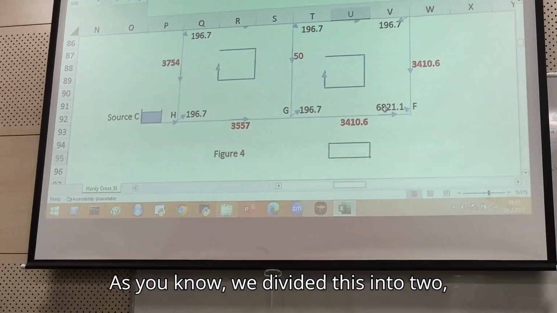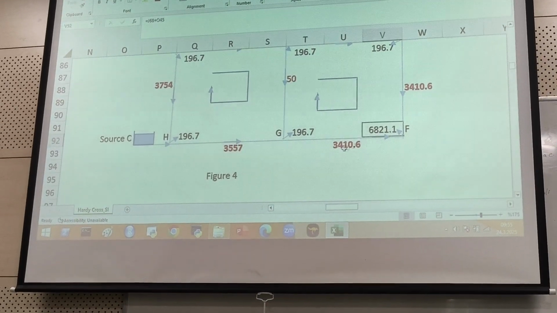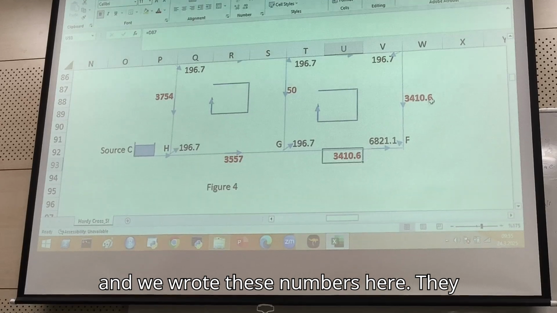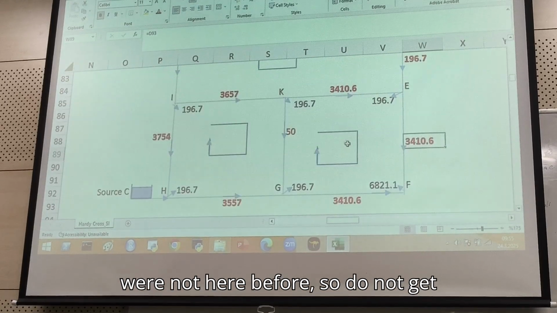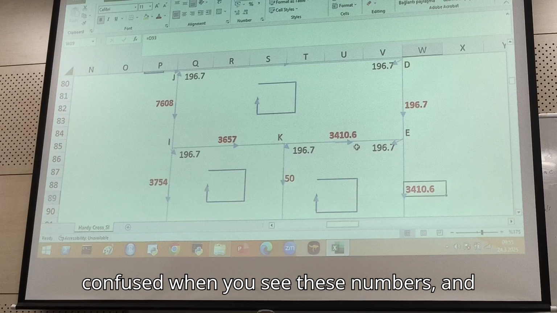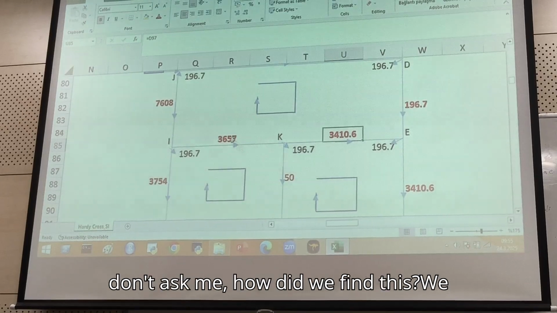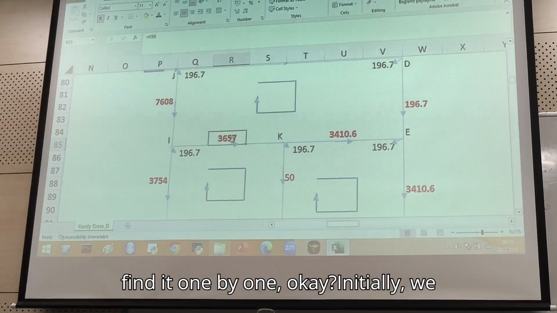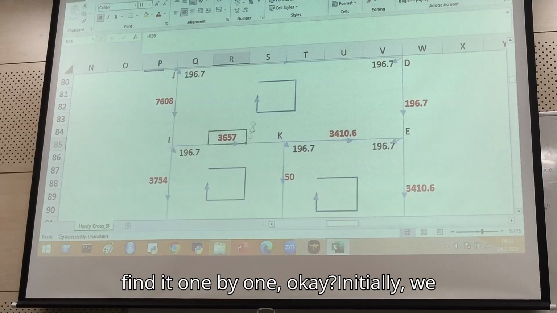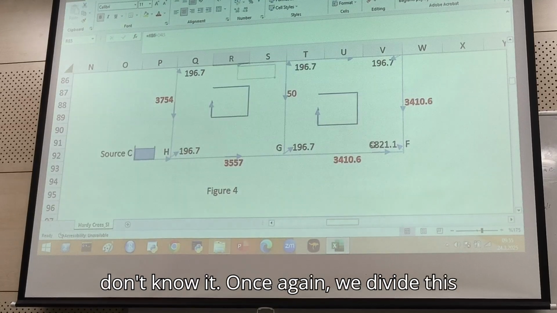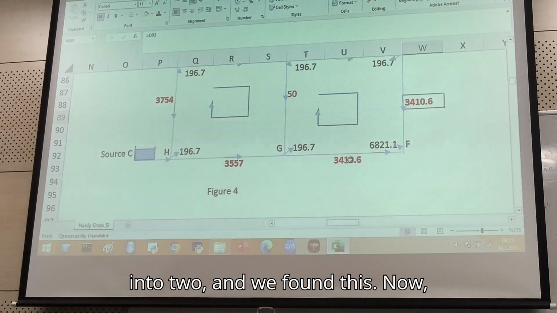As we find them, we start writing them. Okay? As you know, we divided this into 2, and we wrote these numbers here. They were not here before, so do not get confused when you see these numbers, and don't ask me how did we find this. We find it one by one, okay? Initially, we don't know it. Once again, we divide this into 2, and we found this.